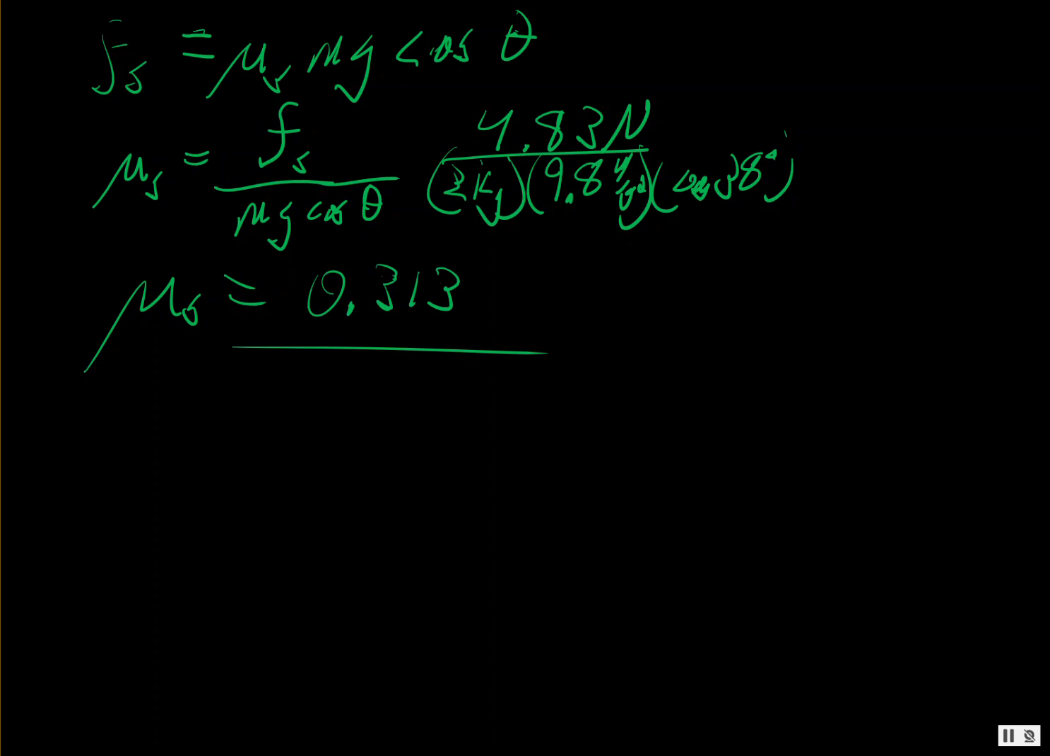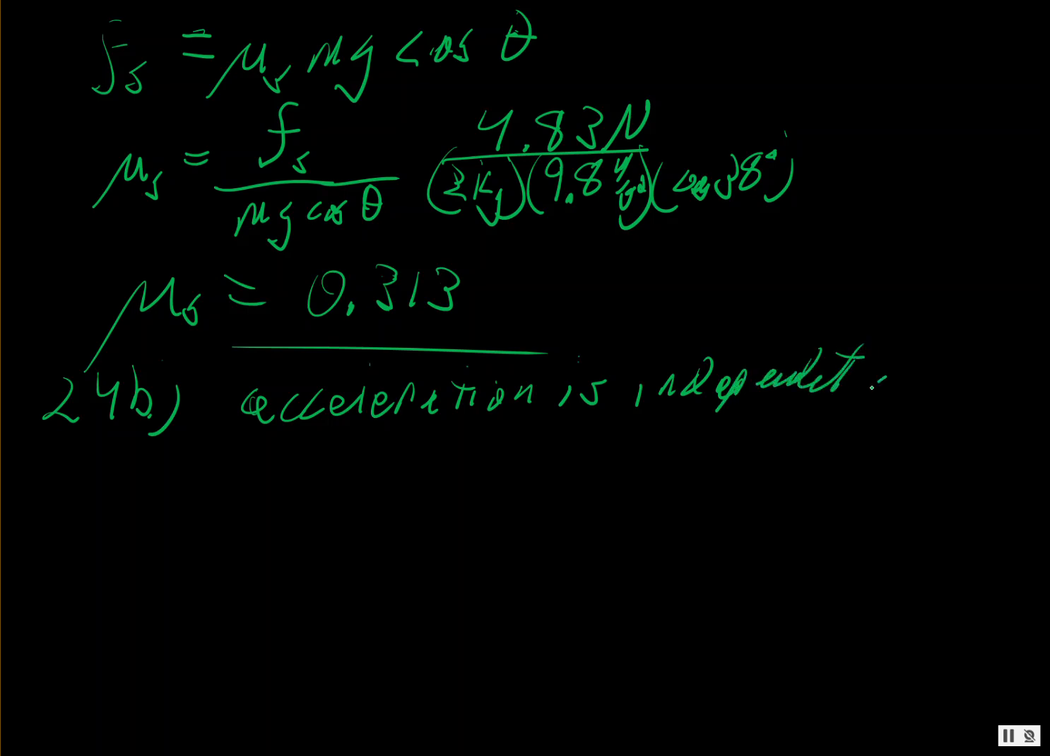All right, now let's look at 24b. 24b says what would happen if the mass doubled? Okay, well, if you go back and look at your equations, we see that the acceleration is independent of the mass. Okay, so the acceleration is not going to change.